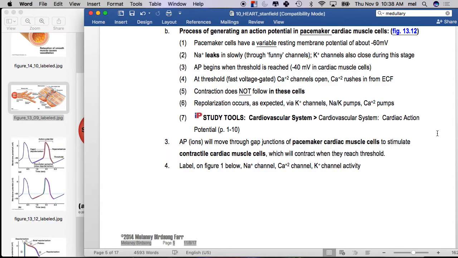So here's the deal with the process of generating an action potential in a pacemaker cell. What a pacemaker cell does is generate an action potential, repolarize, generate another one. Generate another action potential, repolarize, and generate another one. It does it over and over and over again. And it does it primarily rhythmically based on your dependable sodium concentration gradient.